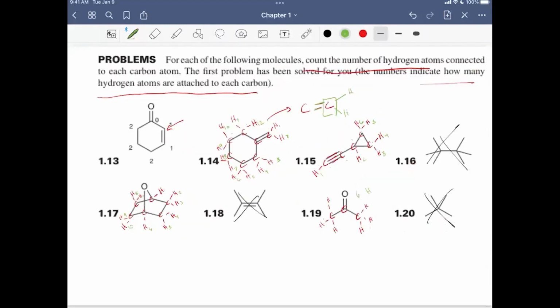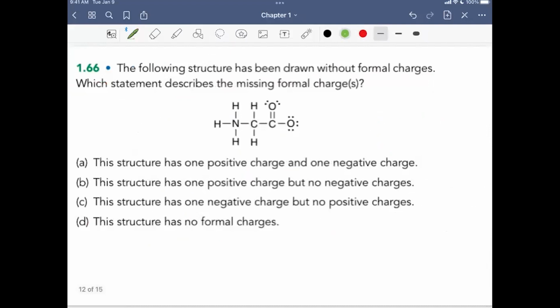All right, that's enough counting. Let's focus on assessing the formal charges. This is not part A, part B, part C. This is just a multiple choice problem, so let's try to eliminate some of our options.